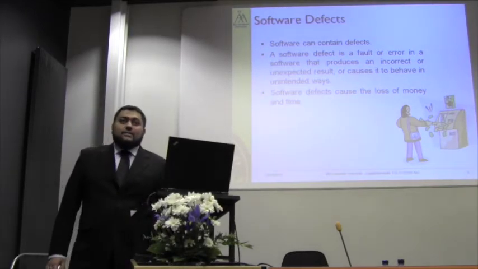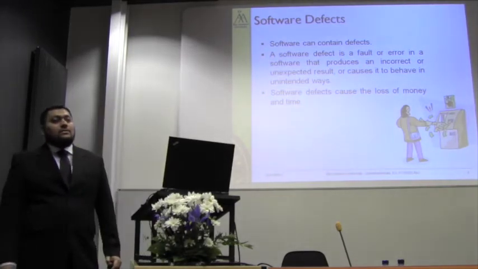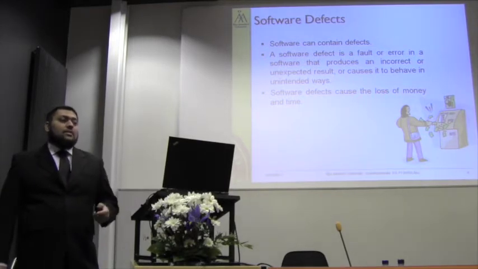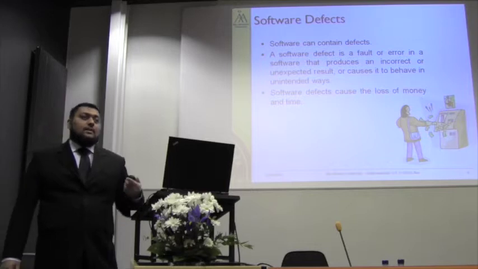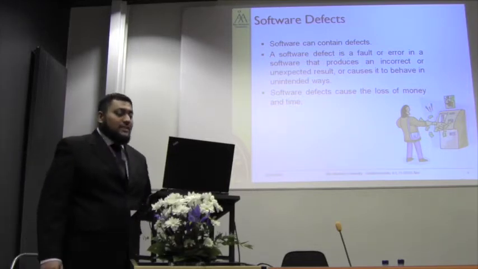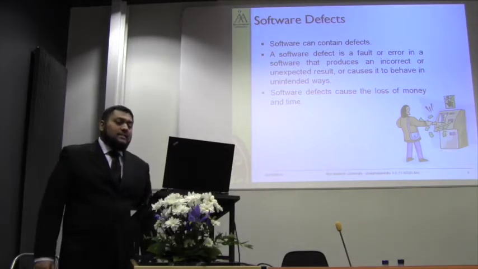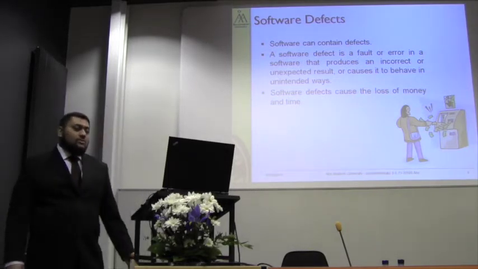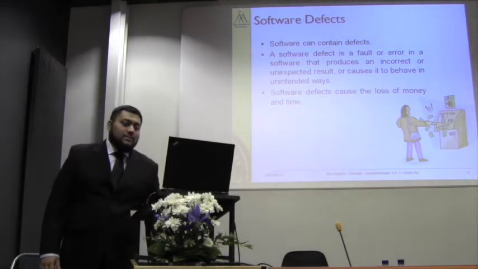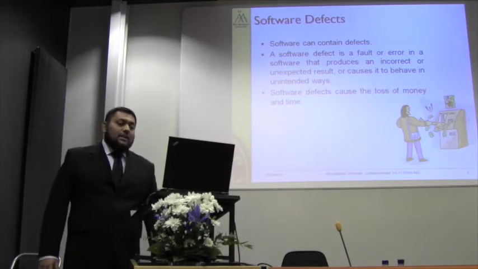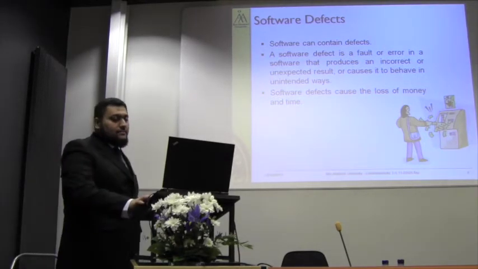Software can have defects. A defect of a software is a kind of error that causes the software to behave in an inappropriate way and to give output which is not desirable. So nowadays it's hard to find a service which does not use software. Therefore, the failure of a software system may not only cause the loss of money and time, but it may also cause a loss of life.